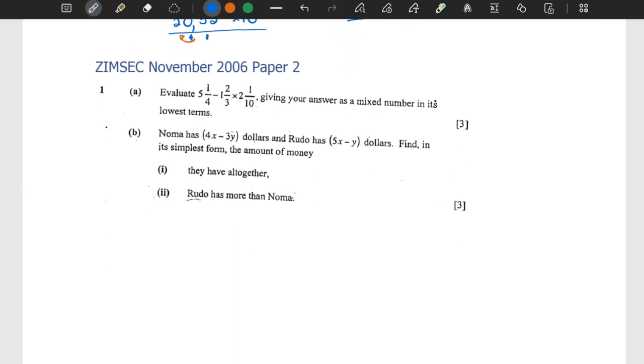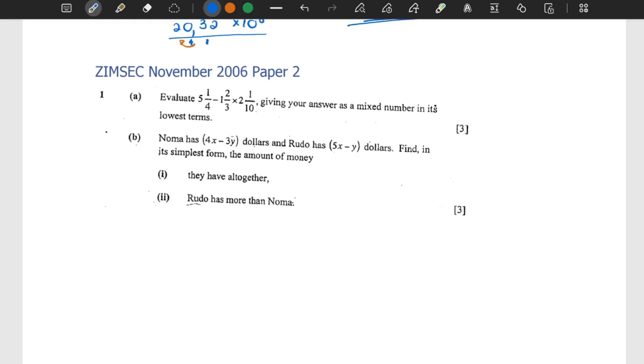Okay, then this is a paper 2, so you can use a calculator in this question. So the first one is trying to see your application of BODMAS, because it then says 5 and a quarter minus 1 and 2 over 3 times 2 and 1 over 10. Evaluate that, giving your answer as a mixed number. So again, mixed number, which means a whole number and a fraction in its lowest terms. So that part is also critical things to know.